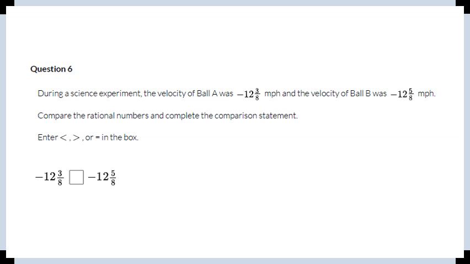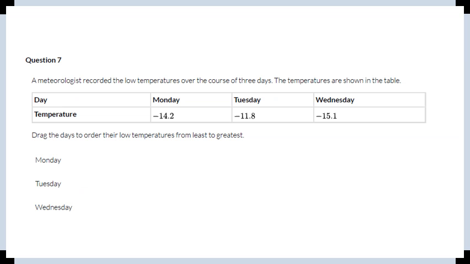Okay, number 6. During a science experiment, the velocity of ball A was negative 12 3/8 miles per hour, and the velocity of ball B was negative 12 5/8 miles per hour. Compare the rational numbers and complete the comparison statement. Okay, so the whole numbers are the same, so all I'm comparing is 3/8 to 5/8. Well, 5/8 is bigger, but when you add that negative, that means it's the opposite. So negative 12 3/8 is greater than negative 12 5/8 because it's closer to 0.